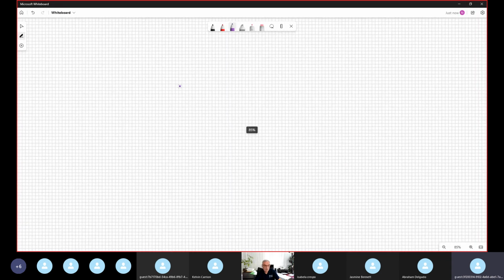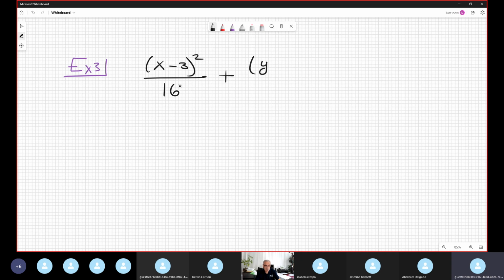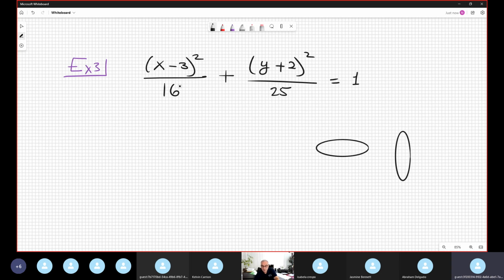Okay, example three. Suppose this: (x minus 3) squared over 16 plus (y plus 2) squared over 25 equals 1. This is more complicated. Okay, what do you think about this ellipse? Is it vertical or horizontal? Does this ellipse look like that or look like that?